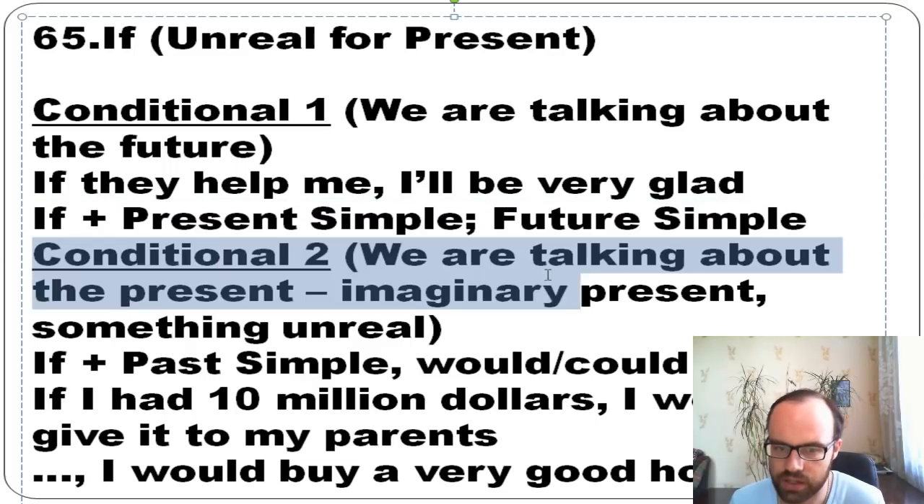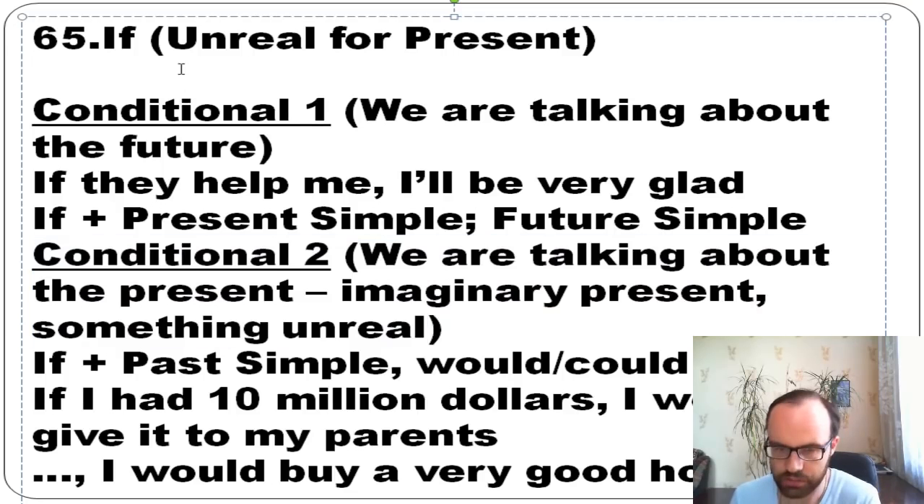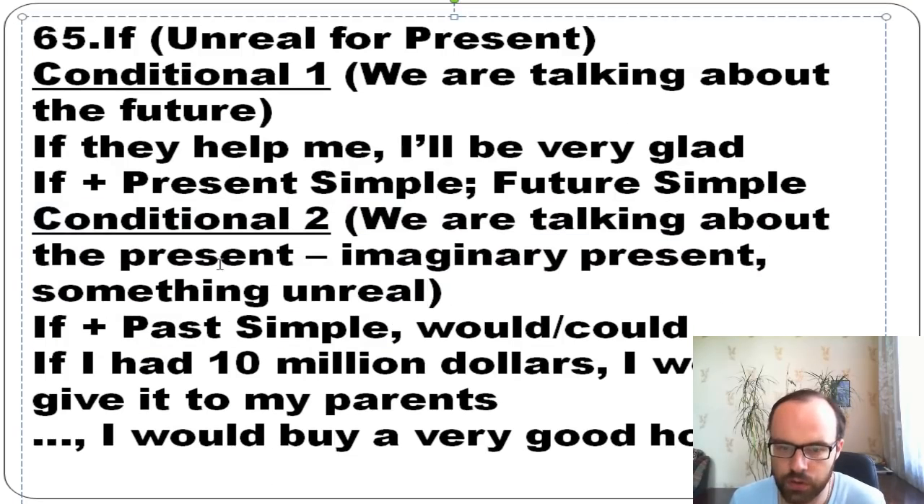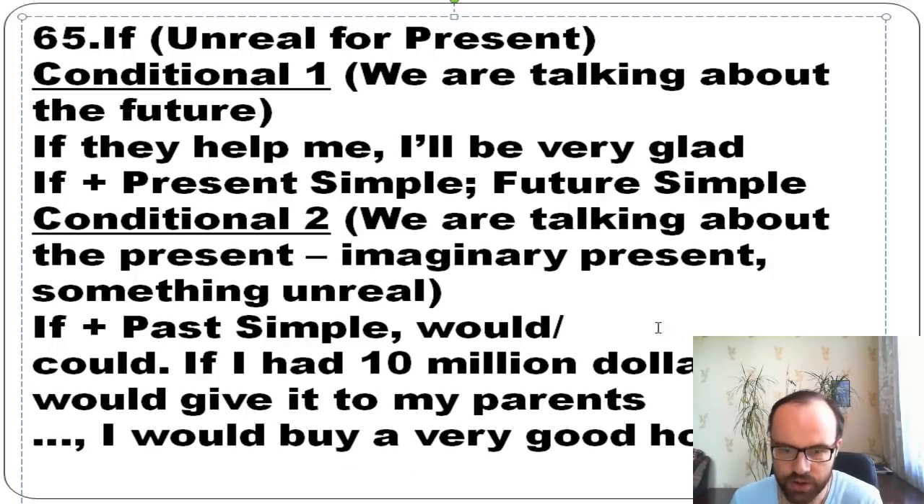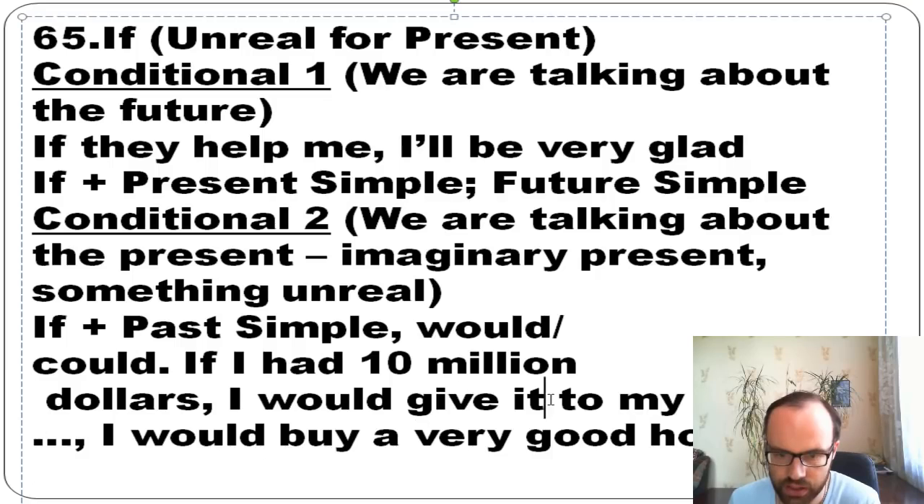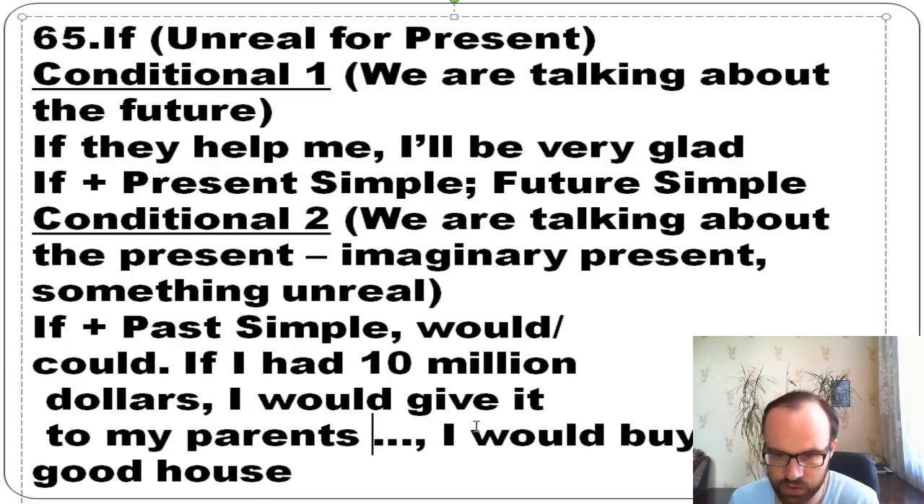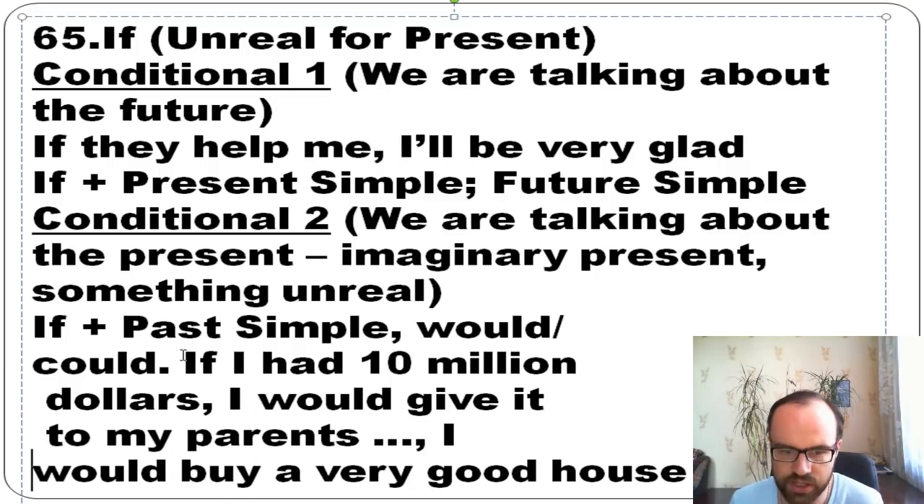Okay, what is second conditional? So we're talking about the present, but it's imaginary present, something unreal. So the structure is the following. If plus past simple and then would or could. For example, okay, let's look at some examples. It's very important to look at different examples.